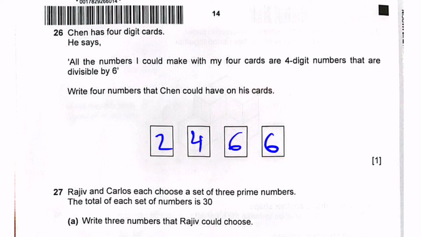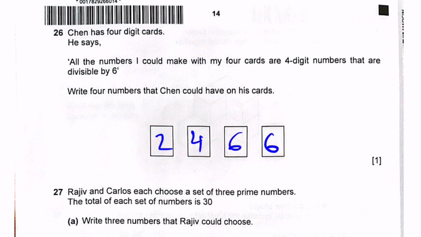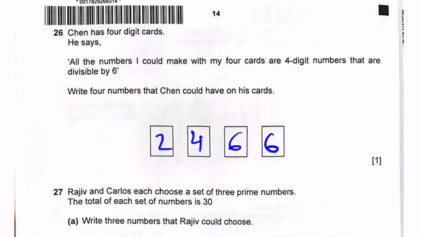So every card you can make are 4-digit numbers. That's why we haven't included 0, because if there was a 0, there's a possibility of, for example, 0666, meaning this is not 4-digit. This can be cancelled. So it has to not have a 0. So 4-digit numbers that are divisible by 6.